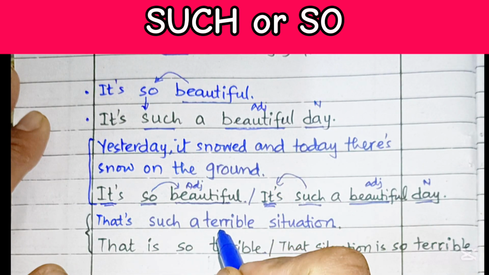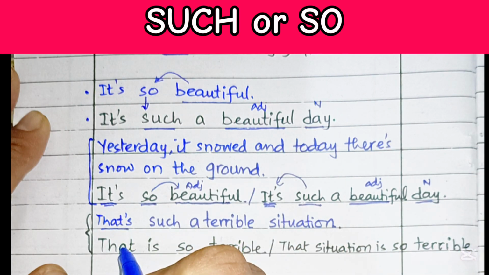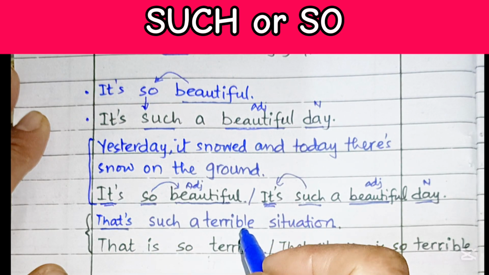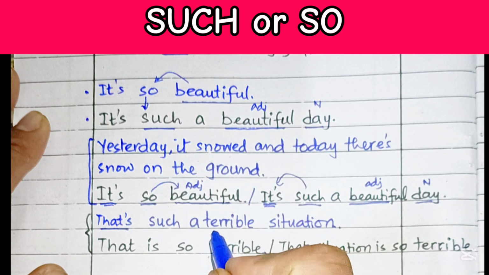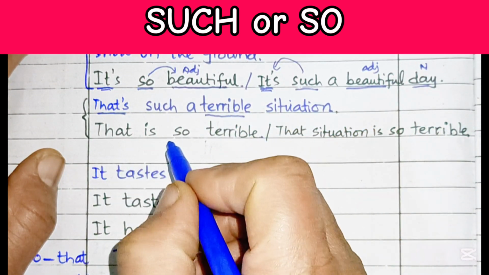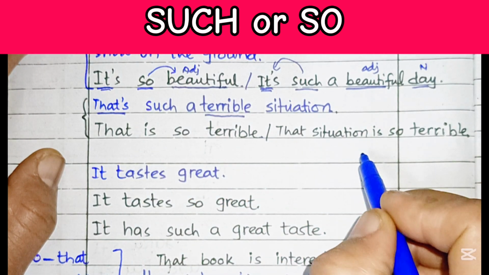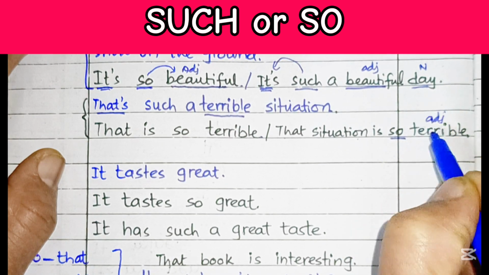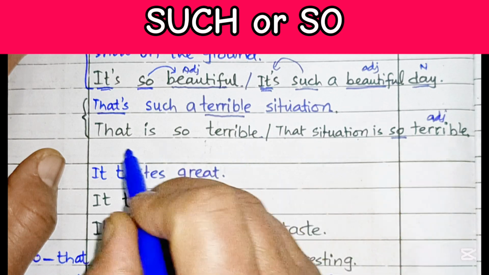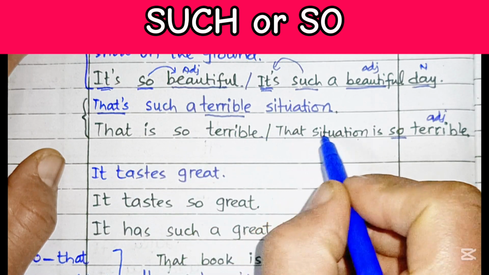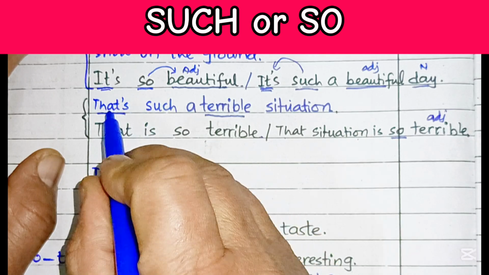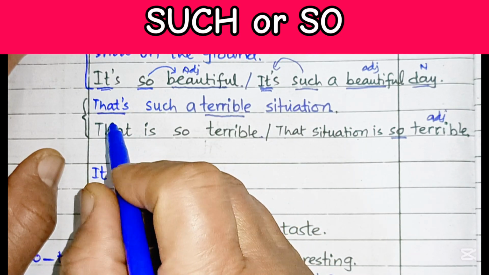Like, that's such a terrible situation, we'll use this contraction over there. That's such a terrible situation, use an. We can see over here, a terrible, an adjective before this noun. Or, that situation is so terrible. So is to be put before the adjective, that is terrible over here. If we say that situation is so terrible, we are not contracting. But if we put that is before such, then we have to contract it.